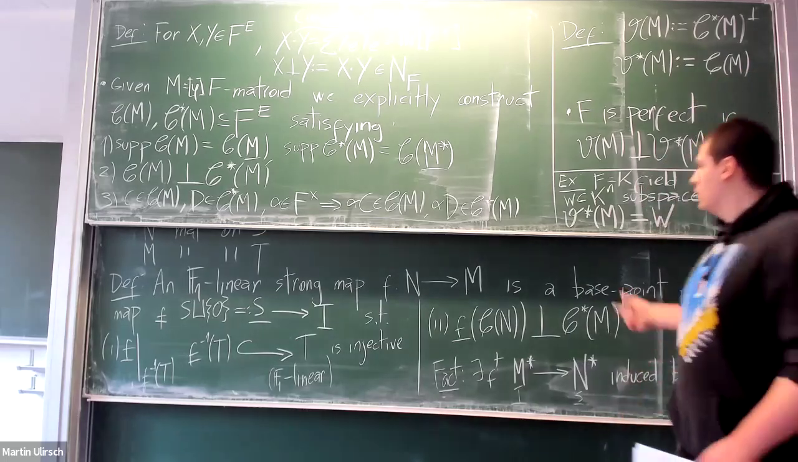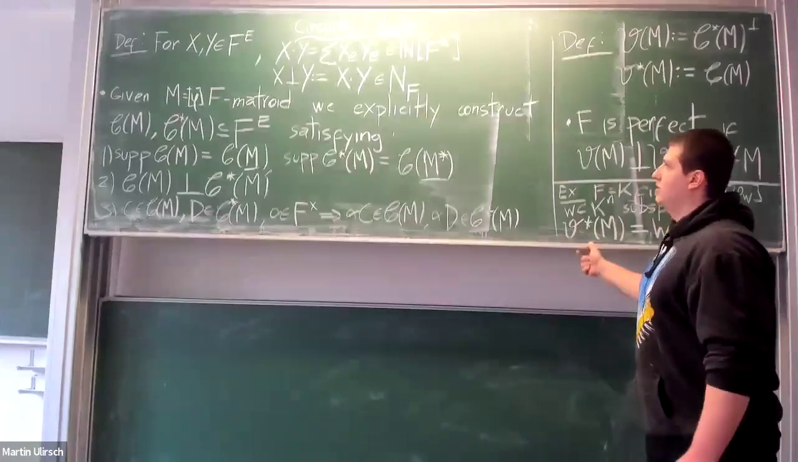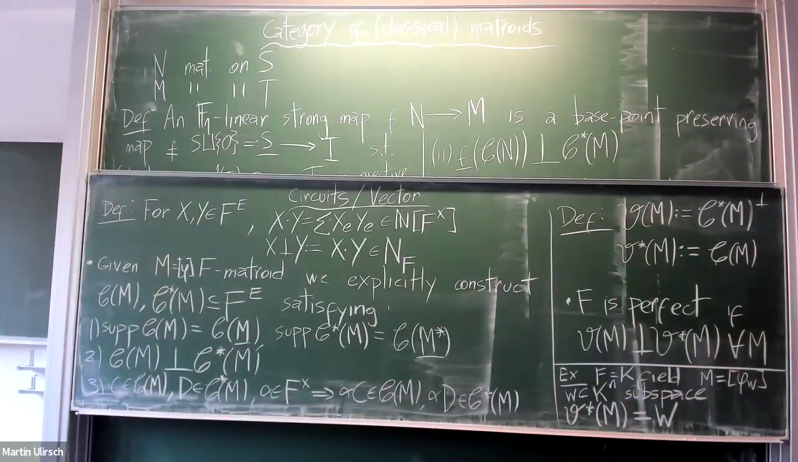Now I will put coefficients on the F1 linear strong maps. Any questions for this combinatorial part?